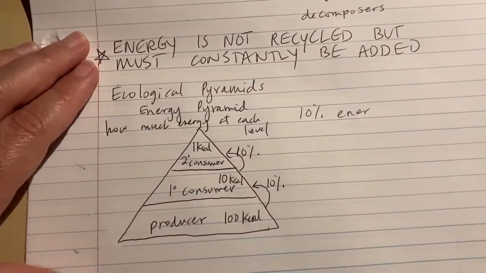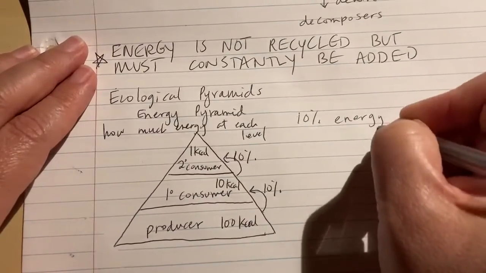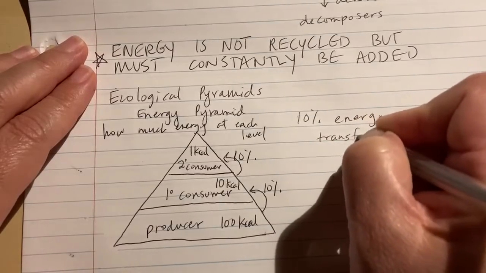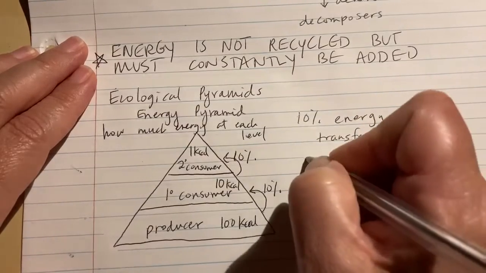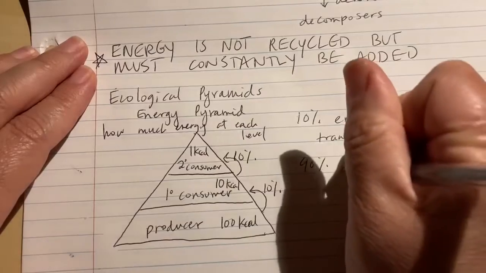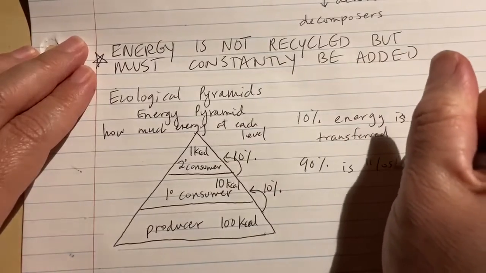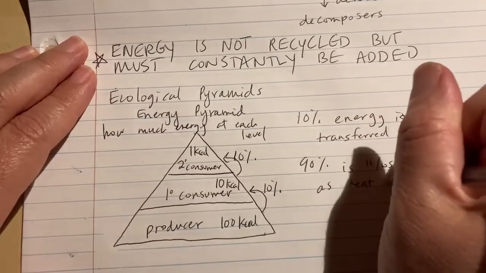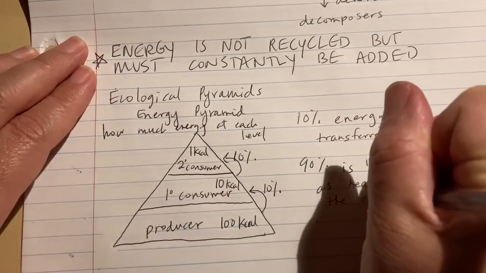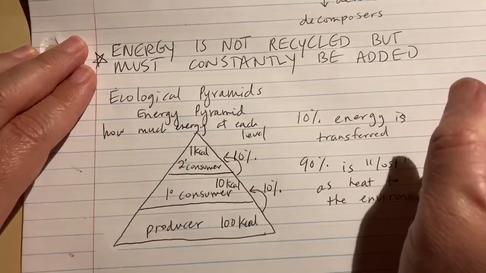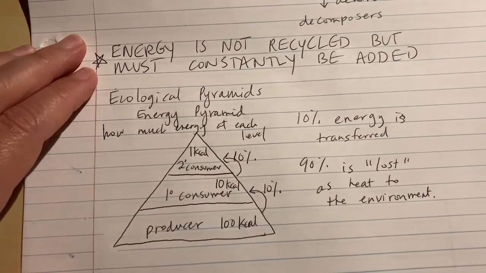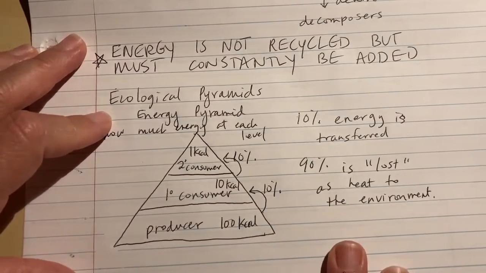Make sure you guys can read. Yeah, okay. 10% is transferred. 90% is lost as heat to the environment. Okay, so that's an energy pyramid.